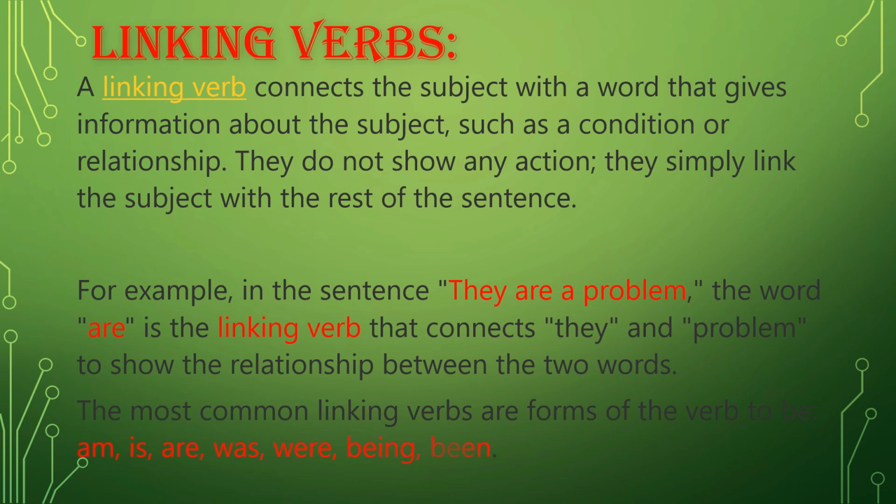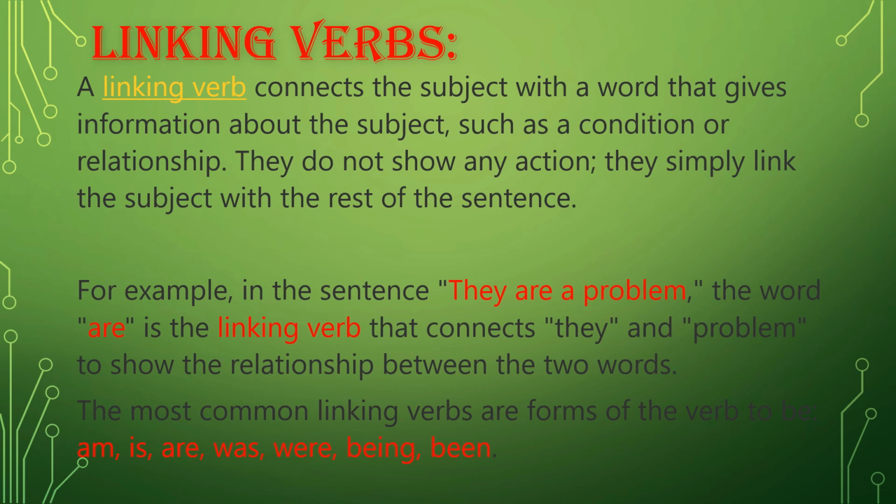For example, in the sentence "They are a problem," see here, "are" is linking the subject "they" to the rest of the sentence, "a problem." The word "are" is the linking verb that connects "they" and "a problem" to show the relationship between them. "They" and "a problem" show the relation through this "are." The most common linking verbs are forms of the verb to be.